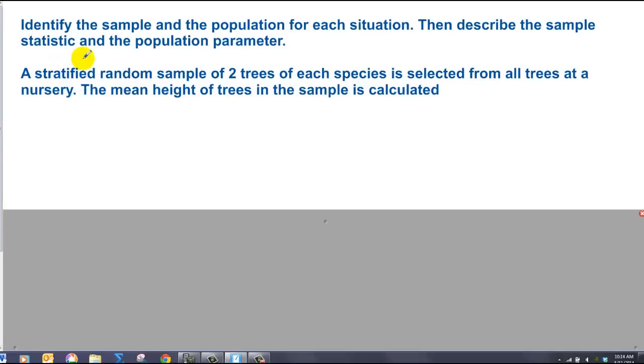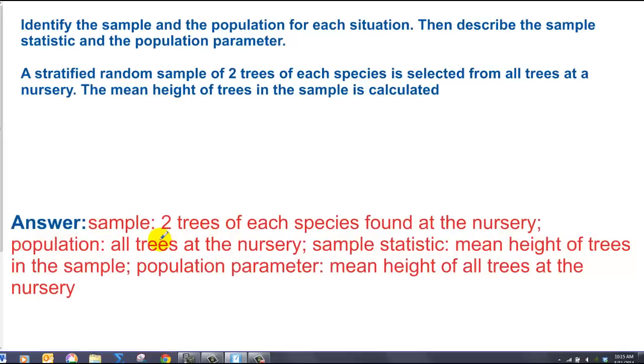So we're describing the same two things. In this case, we have a stratified random sample of 2 trees of each species selected from all the trees at a nursery, and we're going to look at the mean heights of the trees in the sample. So the smaller is the 2 trees of each species found at the nursery. The population is all the trees in the nursery. The sample statistic, the statistic of the small part we're taking, is the mean height of the trees in the sample, and then the population parameter is the mean height of all the trees at the nursery.